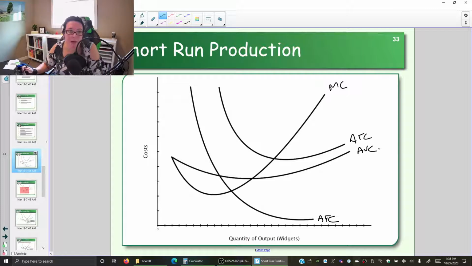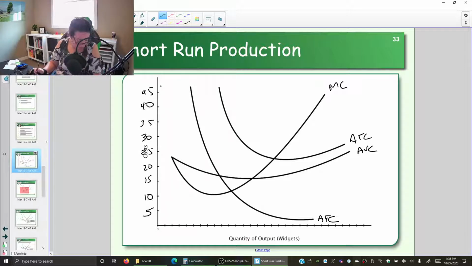Now the other thing I'm going to do is add some numbers because we want to get into the decision as to how much we are willing and able to sell. So let's put some numbers here. 5, 10, 15, 20, 25, 30, 35, 40.